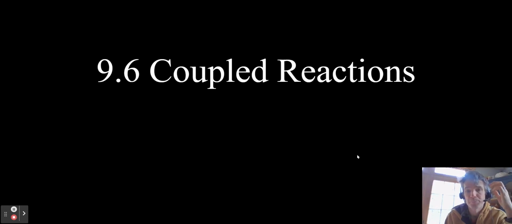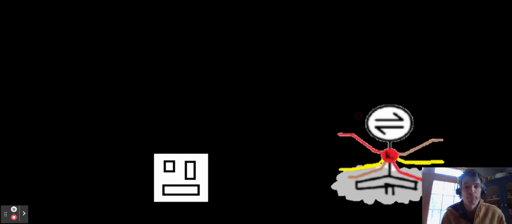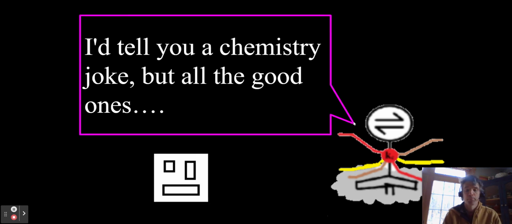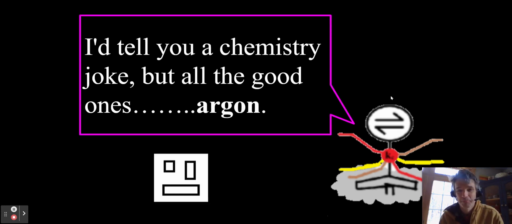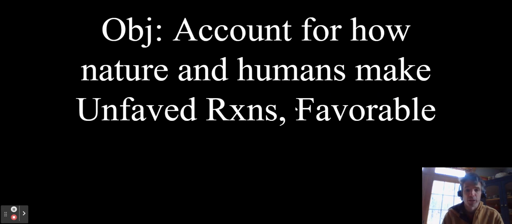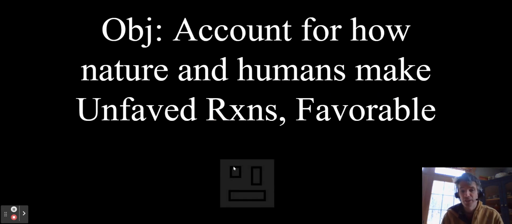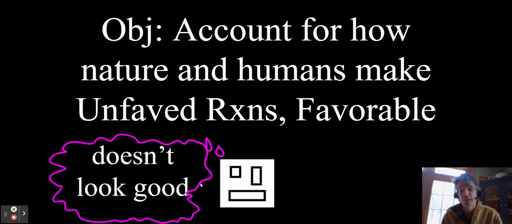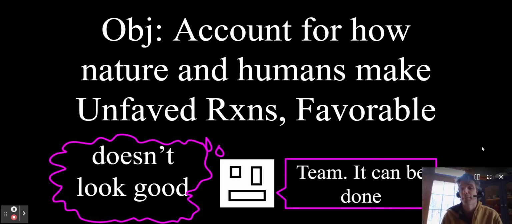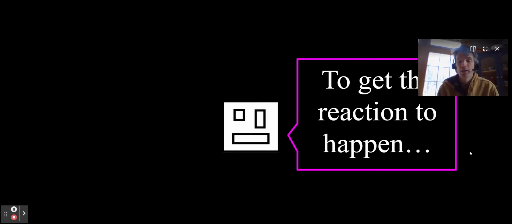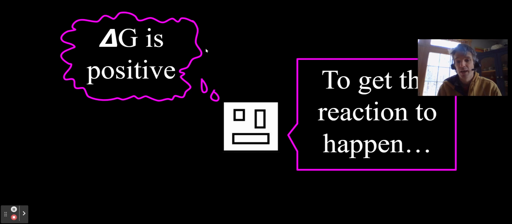So here's our topic. Coupled reactions are when you're taking two reactions and putting them together for some end goal. Here's our objective. Unfavored reactions have a positive delta G, which doesn't look good. How are we going to make it happen? How are we going to get it done? Another way to think of it is how to get something to happen when it's got a positive delta G.